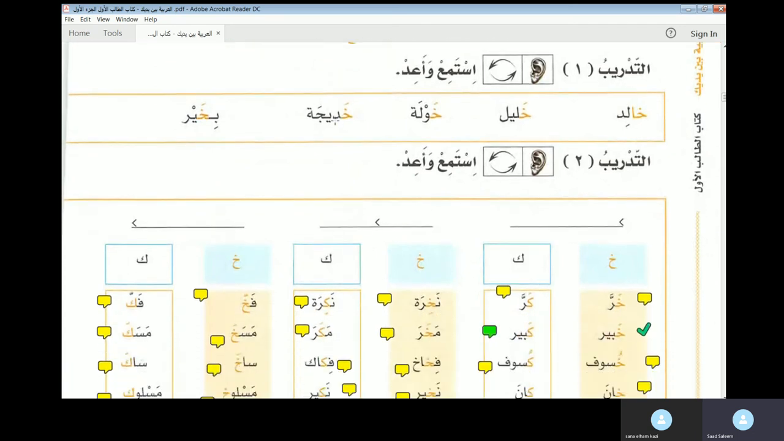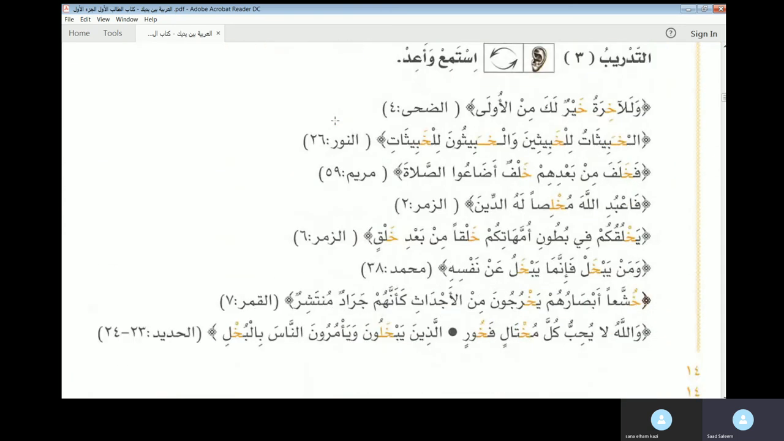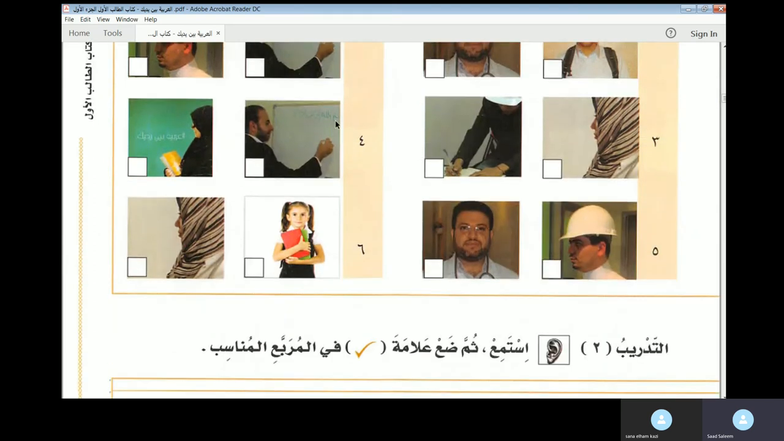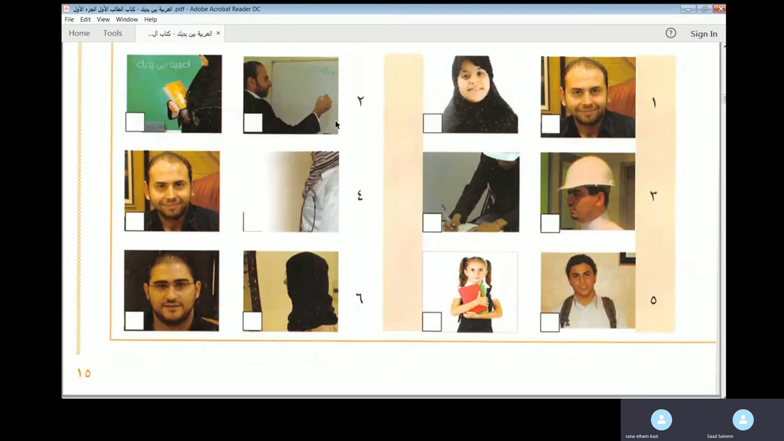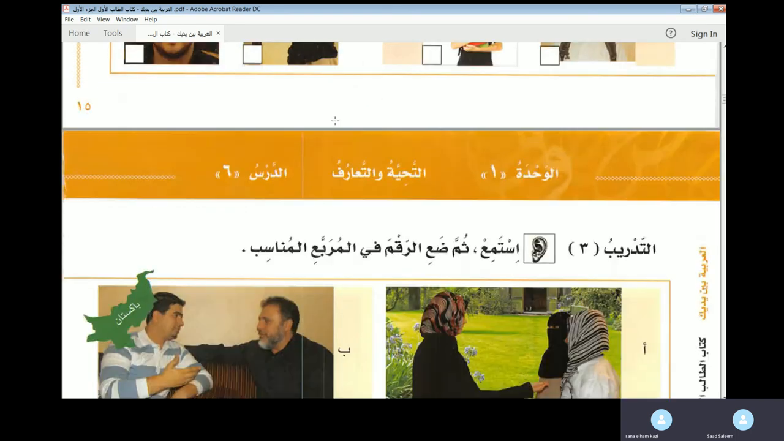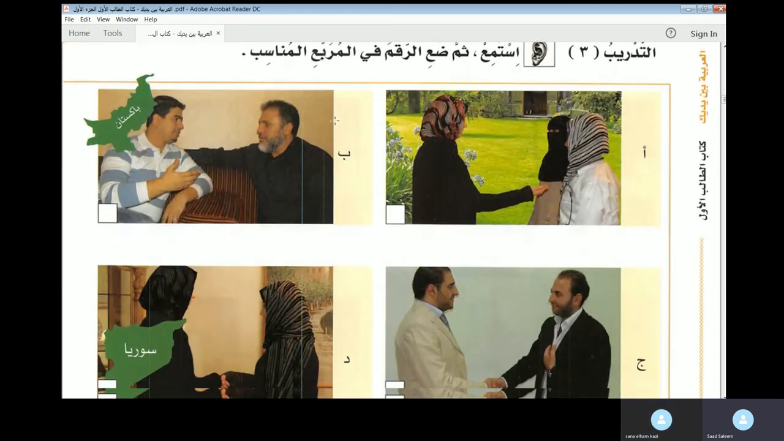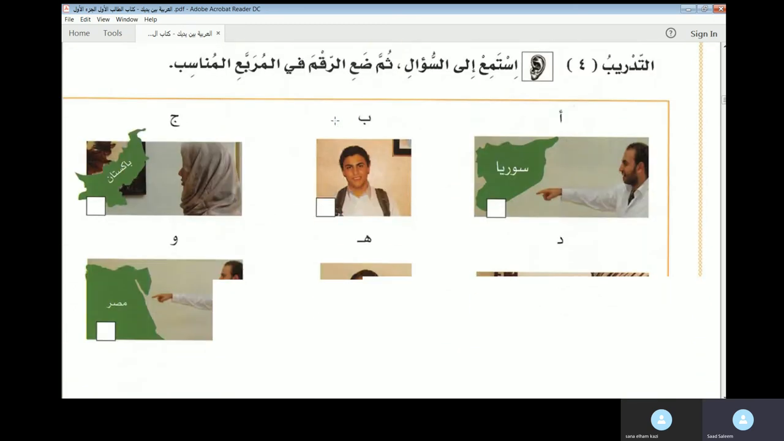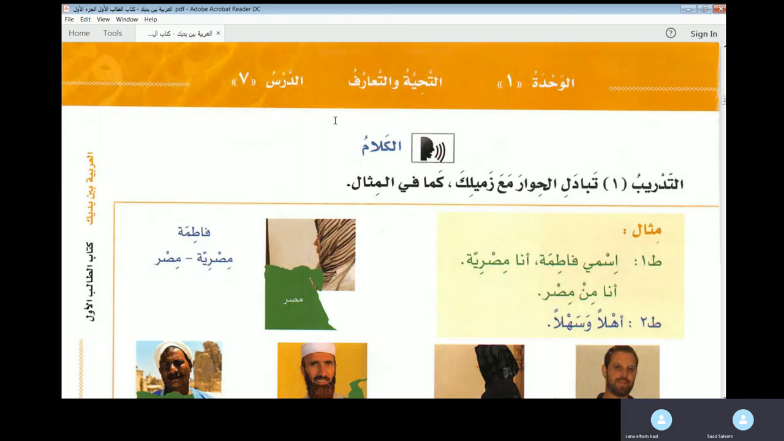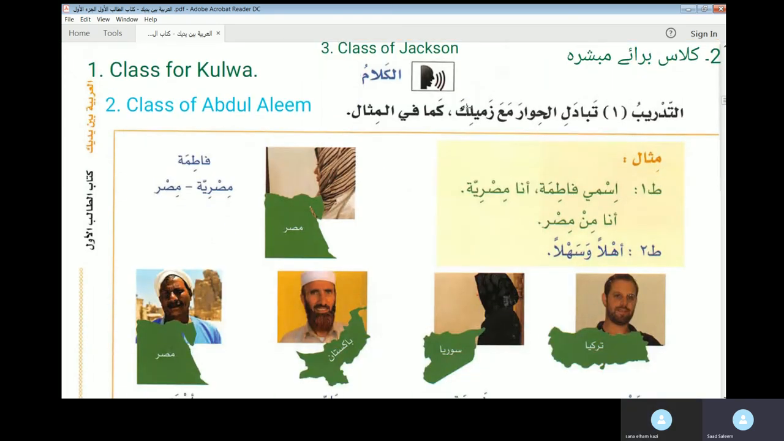Aswat al faham al masmu. Brother, this book has tajweed also. Not tajweed, but just for reading purposes, for improving reading, and you already know the reading. Al kalam means speak.